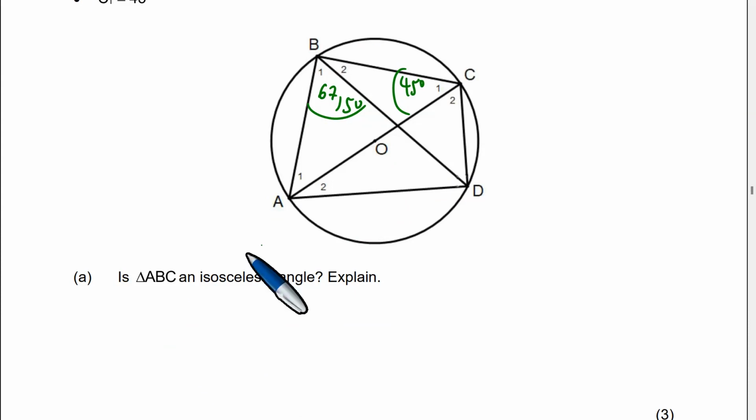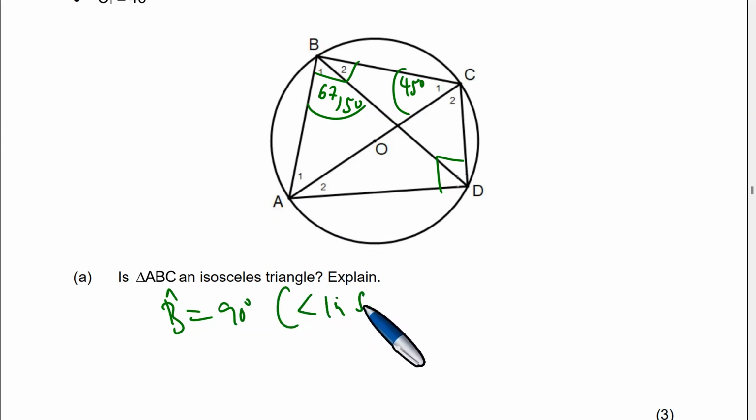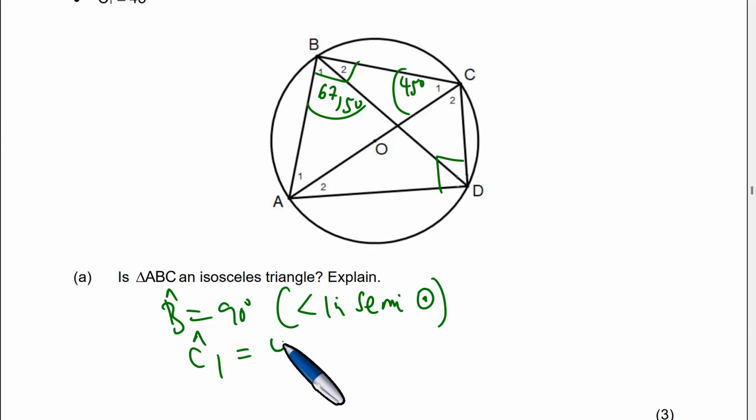Okay, but what we can see clearly, because O is the center of the circle, is that this one is going to be an angle of 90 degrees, but also this one is going to be an angle of 90 degrees. This one is obviously a cyclic quad and so on. But we can see clearly from what I've just marked that angle B is equal to 90 degrees, which is an angle in a semicircle. C1 is equal to 45 degrees. Why is C1 45 degrees? It has been given.